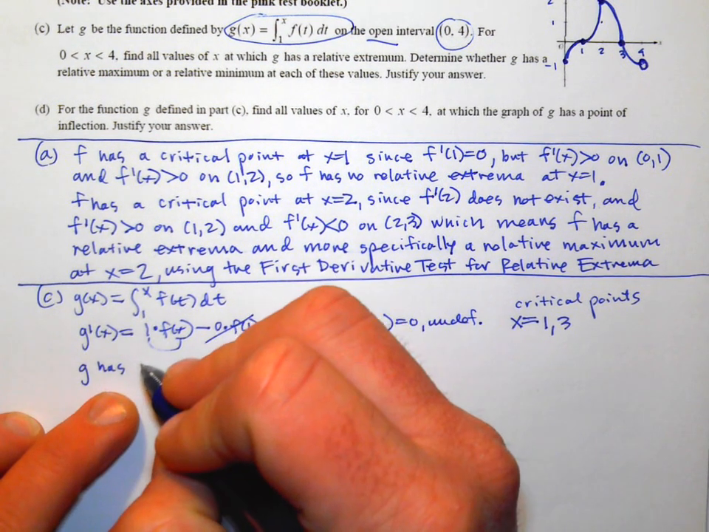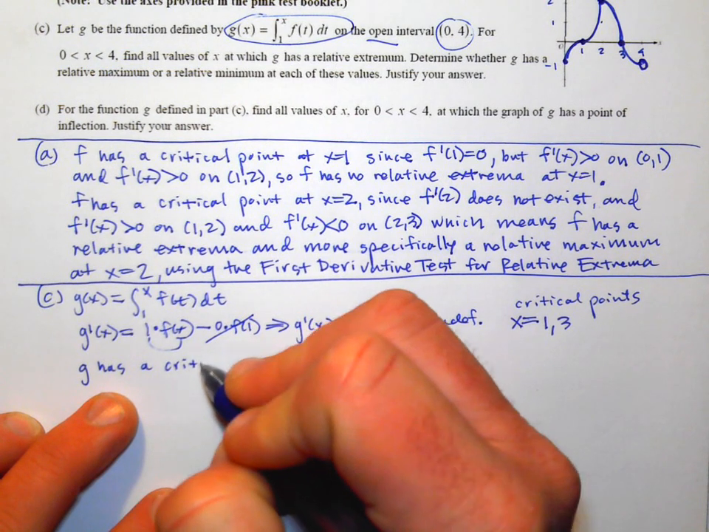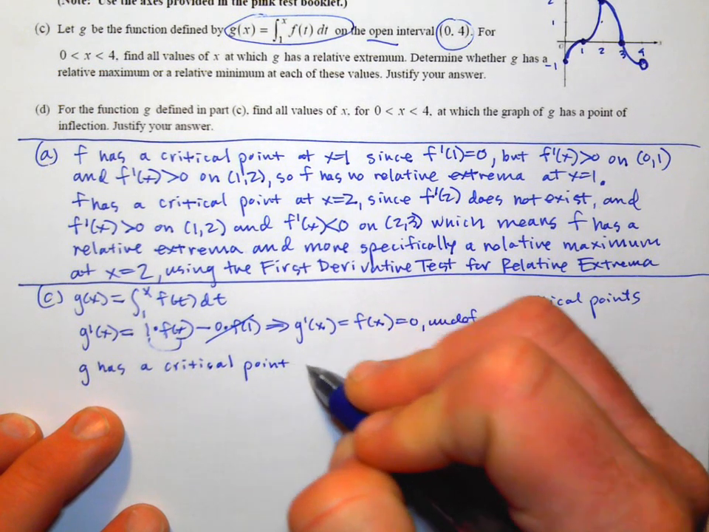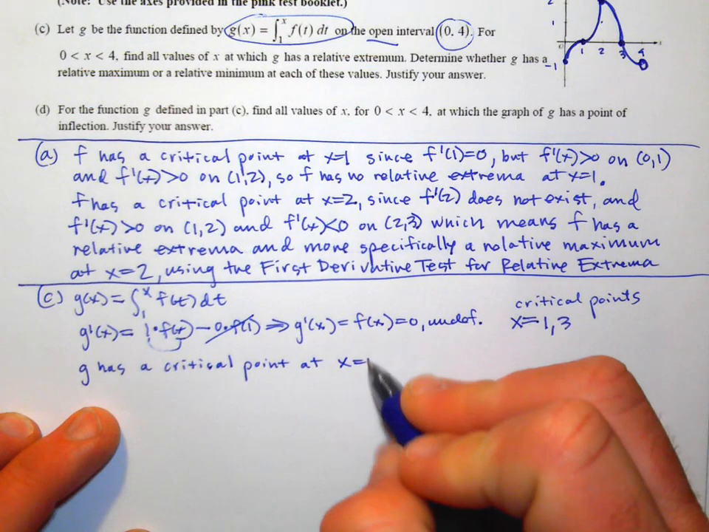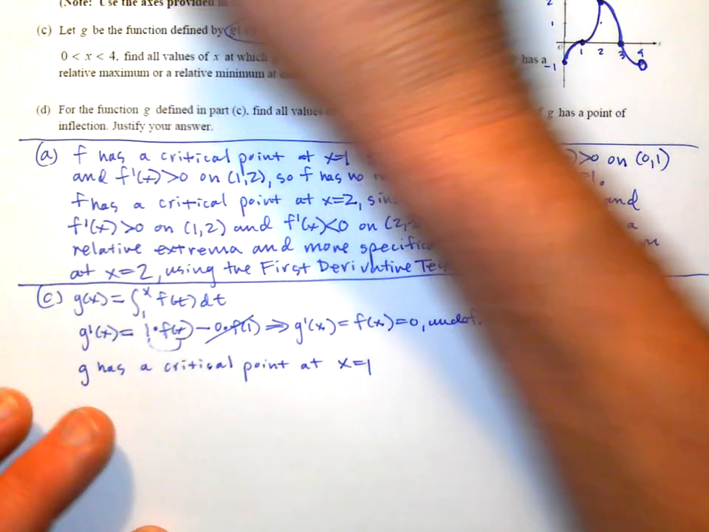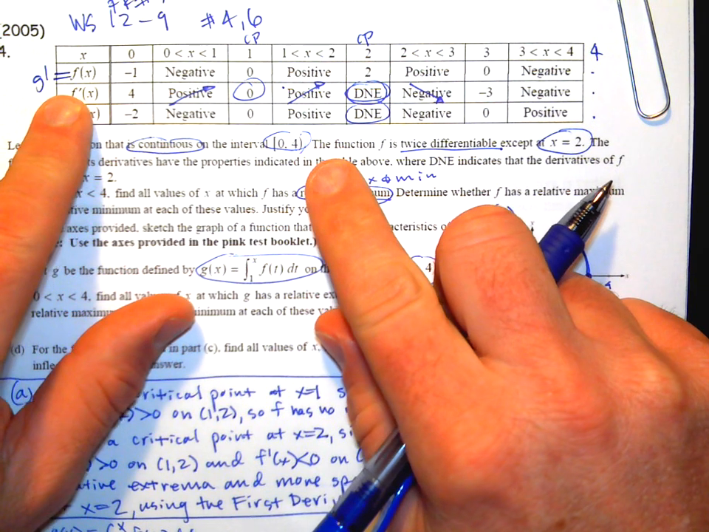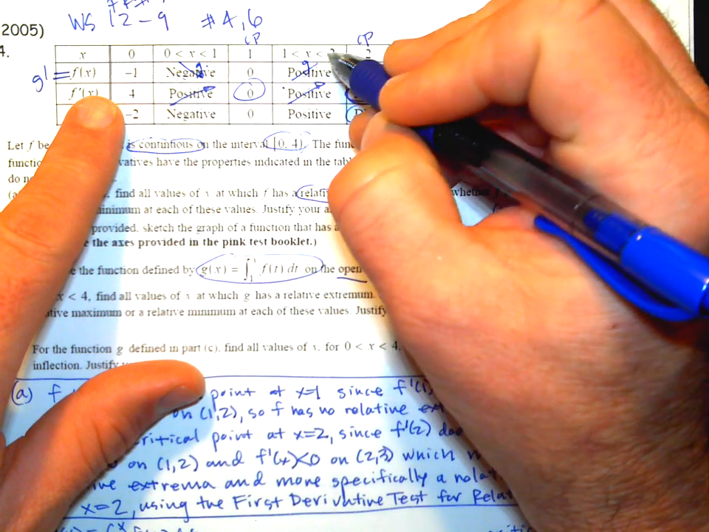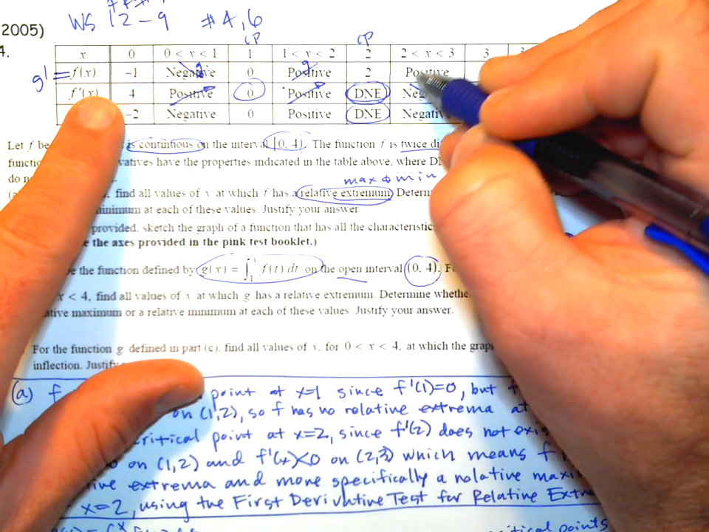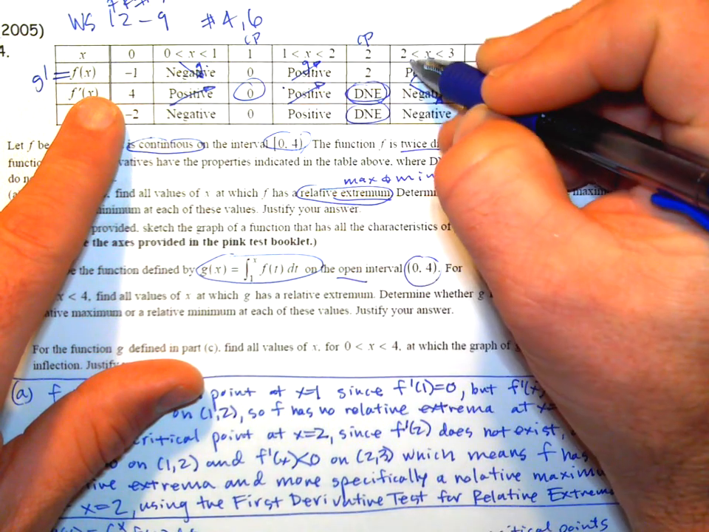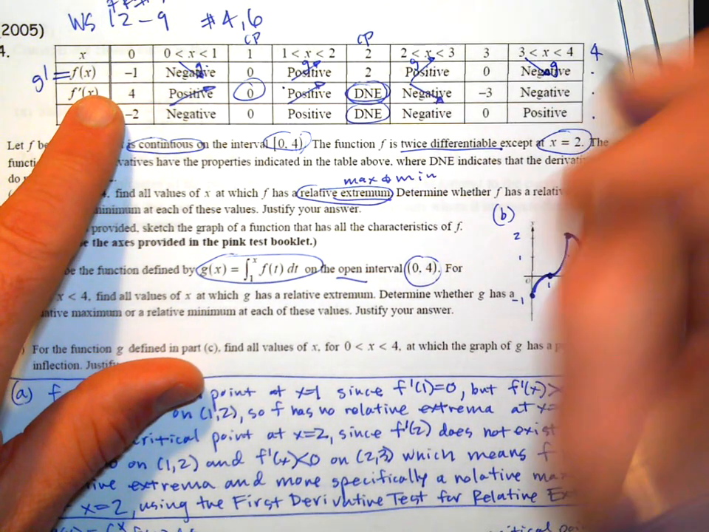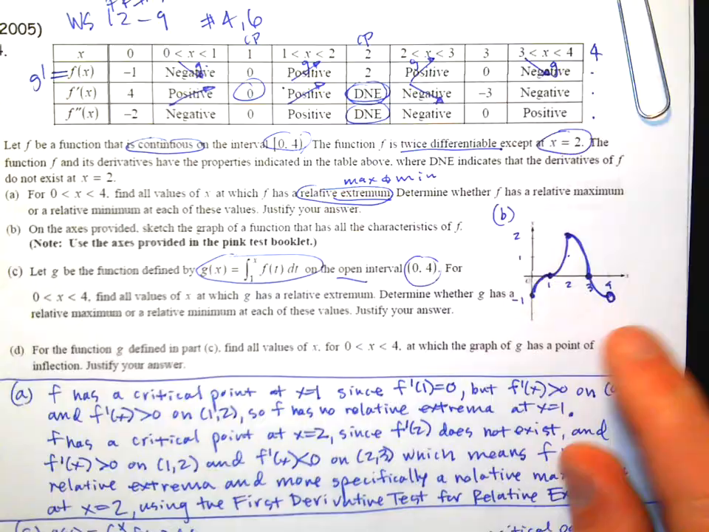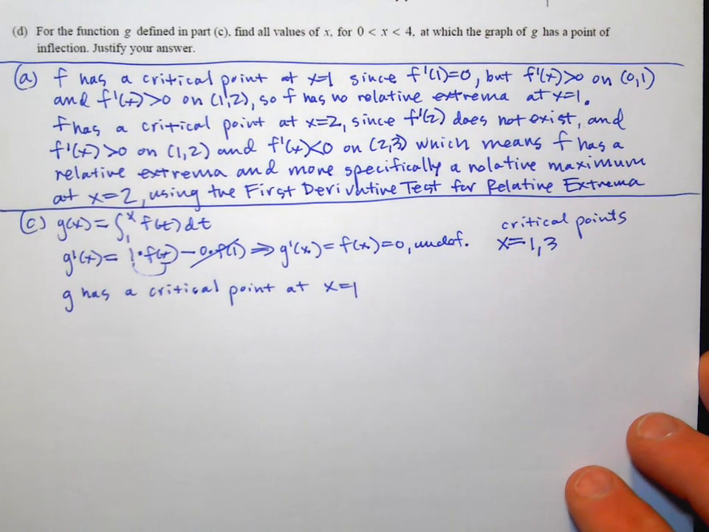So G has a critical point at x equals 1. Now, by the way, f equals G prime, right? So now G is decreasing, G is increasing, and then G is decreasing. So I'd say there's a relative min there and a relative max right there. But now we just got to put it into words and justify it using the first derivative test.